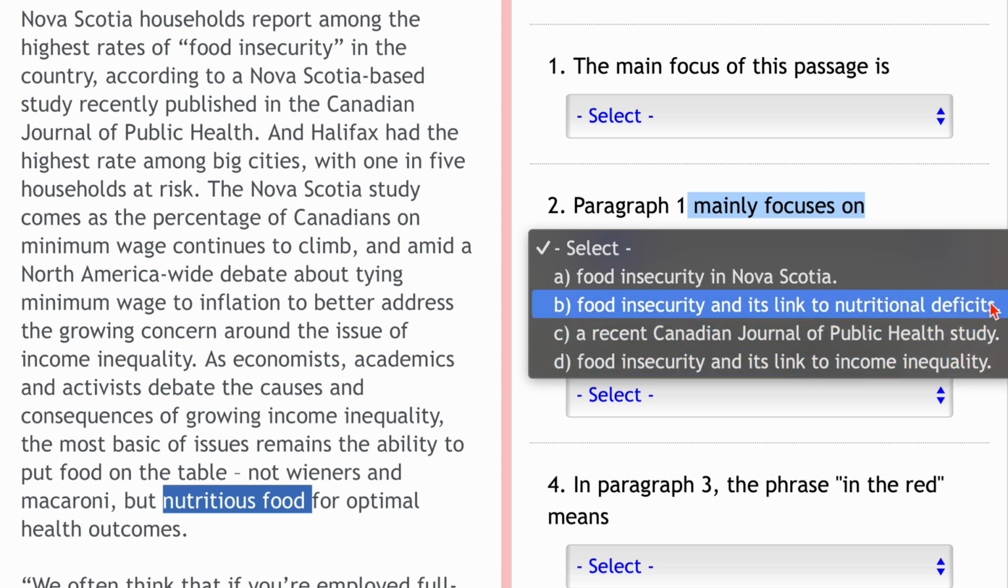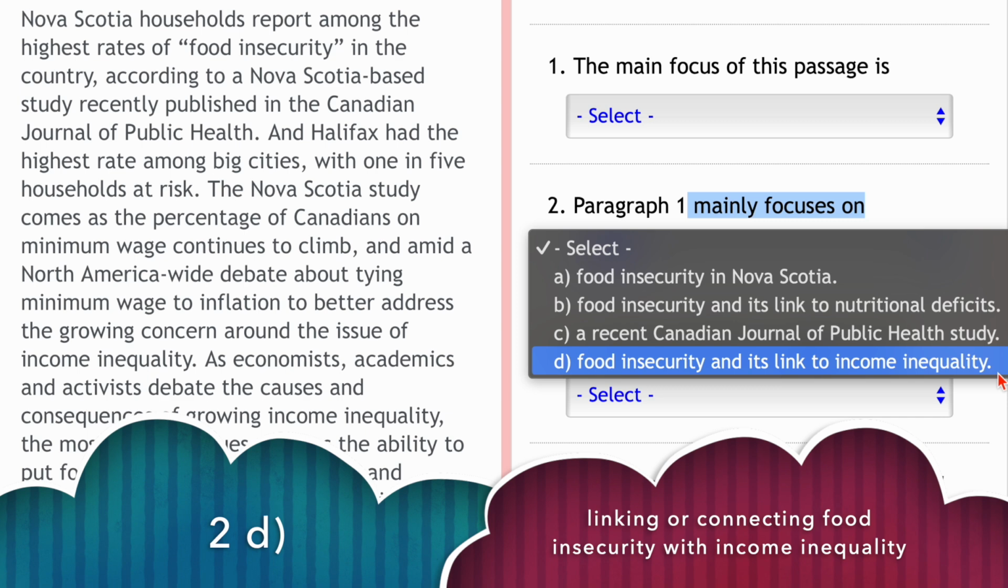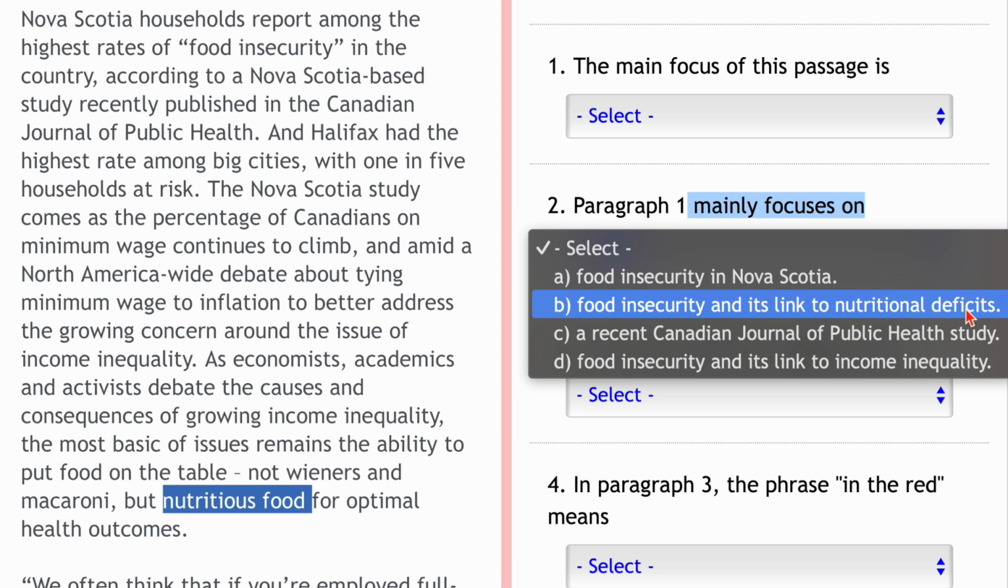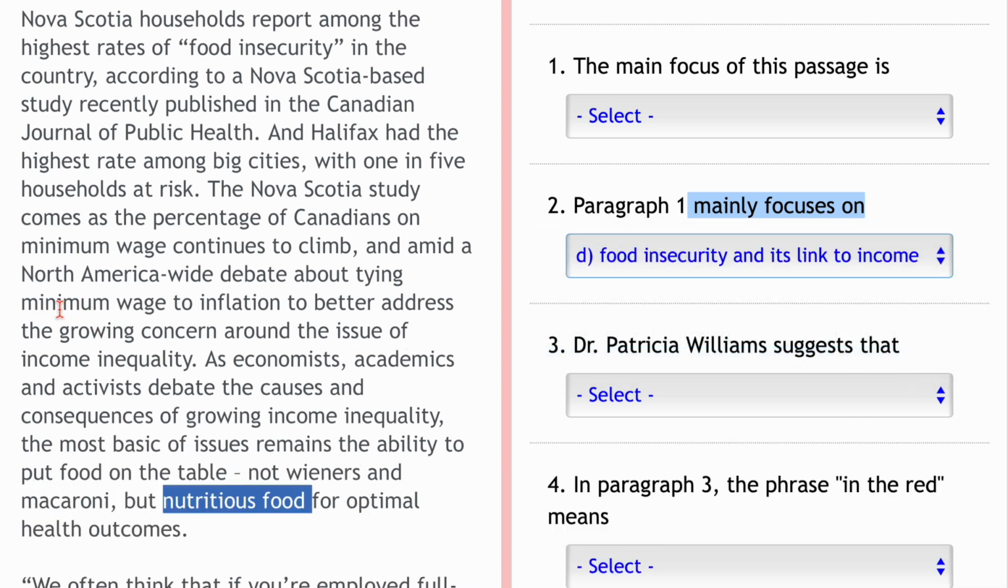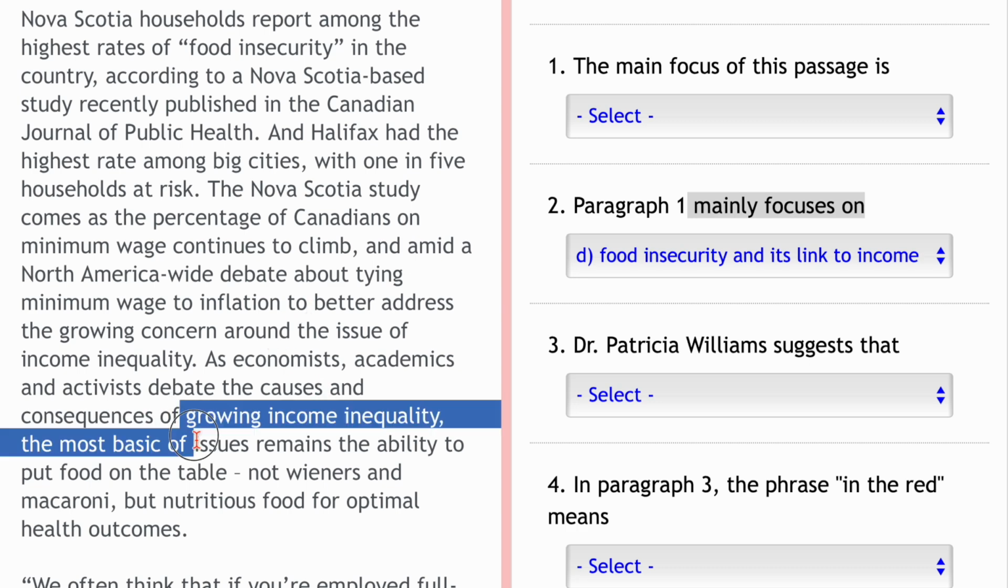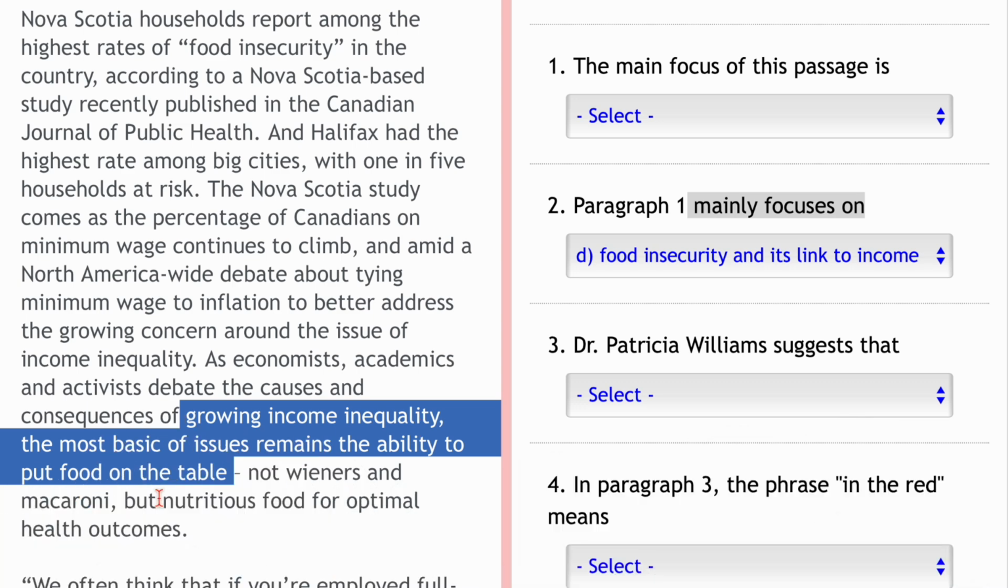Very close, these two, but it should be D because they're trying to connect food insecurity and income inequality. Now, it does mention nutritional deficits, but deficits means not having enough nutrition. It does mention that, but basically it's trying to connect, like it says here, minimum wage, saying the growing concern of income inequality and food insecurity. That is the main point there, right there.